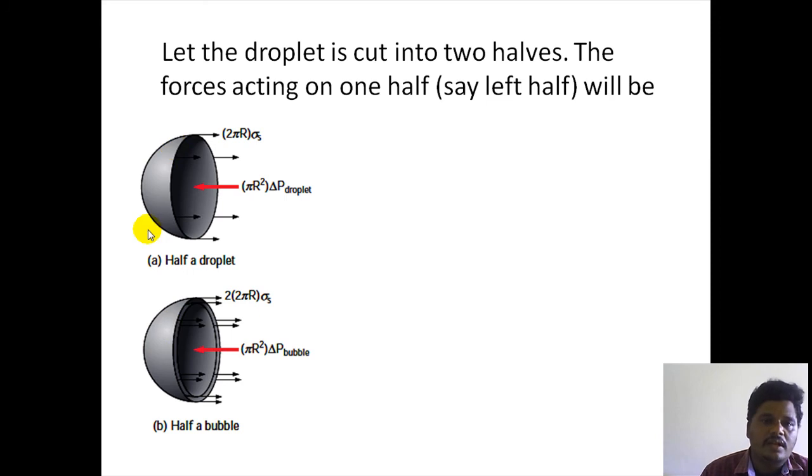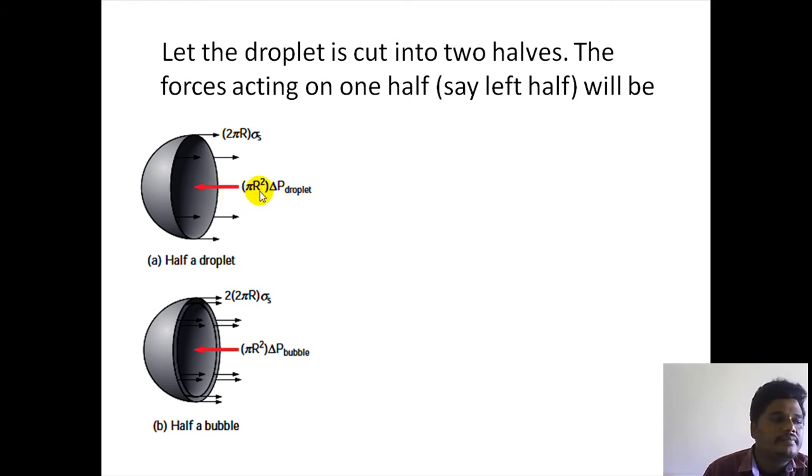Now the surface tension is acting along the surface, along the circumference. That is 2 pi r, the circumference of a circle, multiplied with sigma. The pressure is acting over the area, that is pi r square multiplied with delta P. Due to the pressure, the bubble collapses.